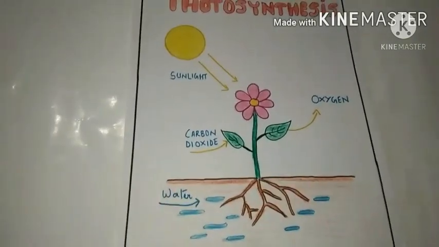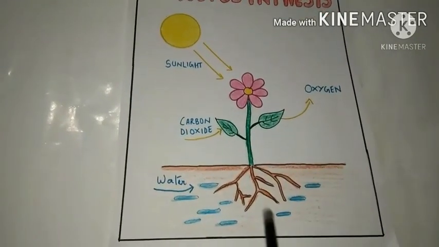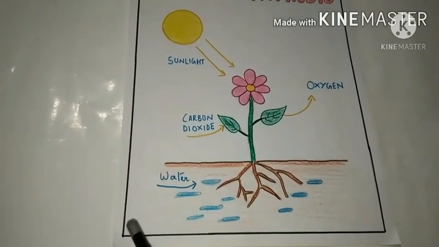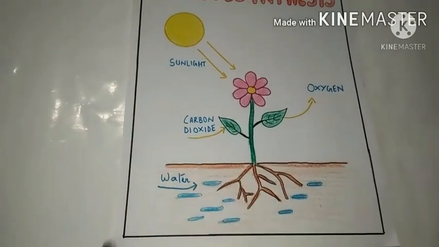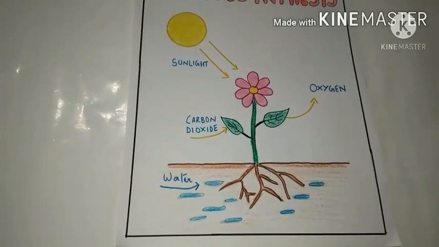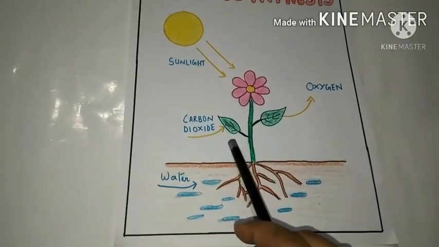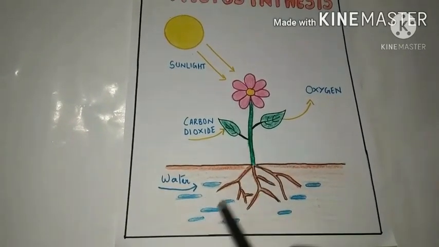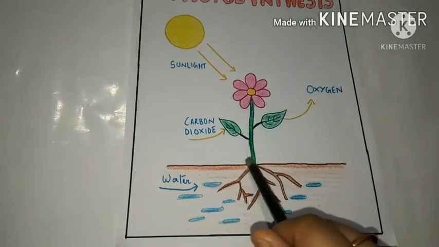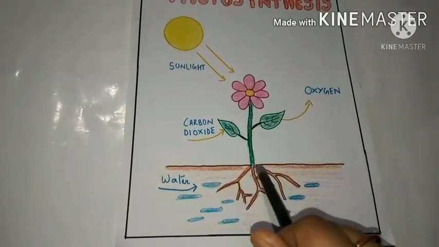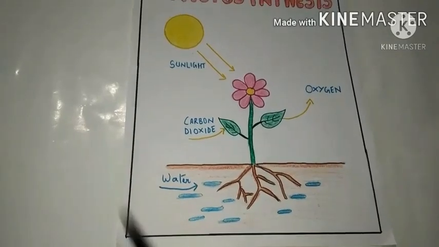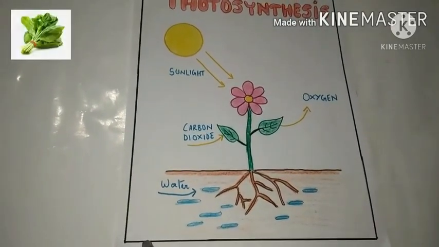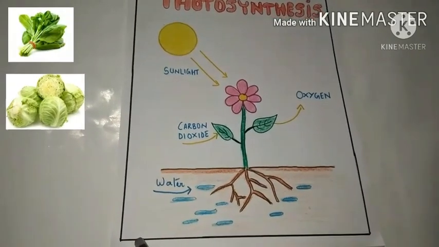And one more important thing, the part in which the starch is stored, that part is edible. Now what is edible? Edible means something which is fit for eating, something which you can eat. For example, if this starch is stored inside the leaf, then that leaf you can eat. If that starch is stored inside the root, then that root also is edible and you can eat that root. Now I can give you some examples. Certain leaves which we eat are spinach, cabbage.